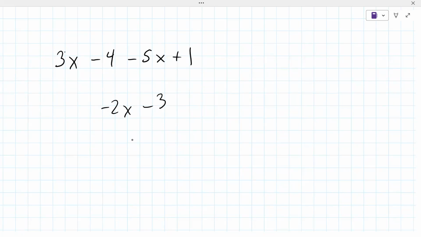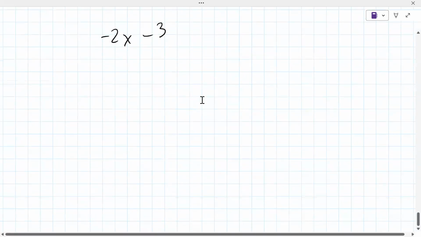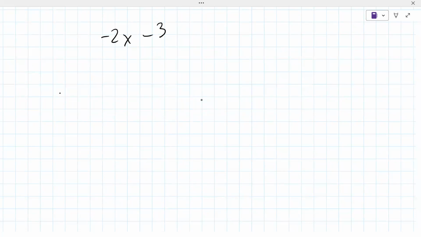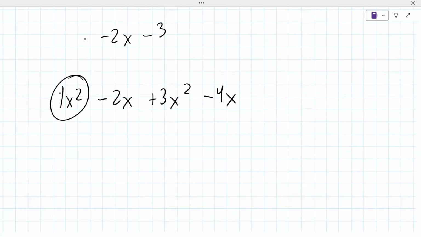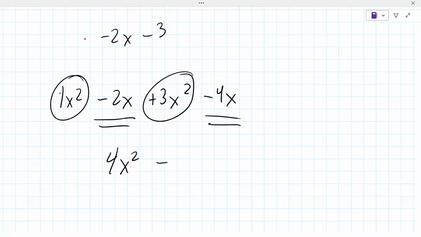The last thing is let's say you have more than one kind of x, like 1x squared minus 2x plus 3x squared minus 4x. The 1x squared and the 3x squared combine, and the 2x and the 4x combine. They can only combine if they have the same power. So that's 4x squared minus 6x. We'll come back to that maybe.